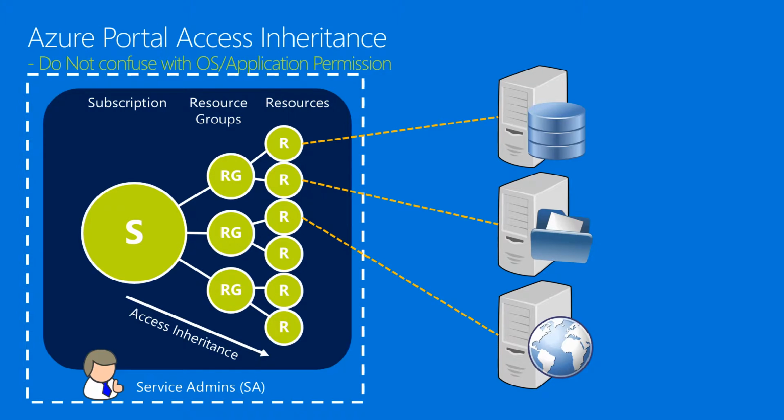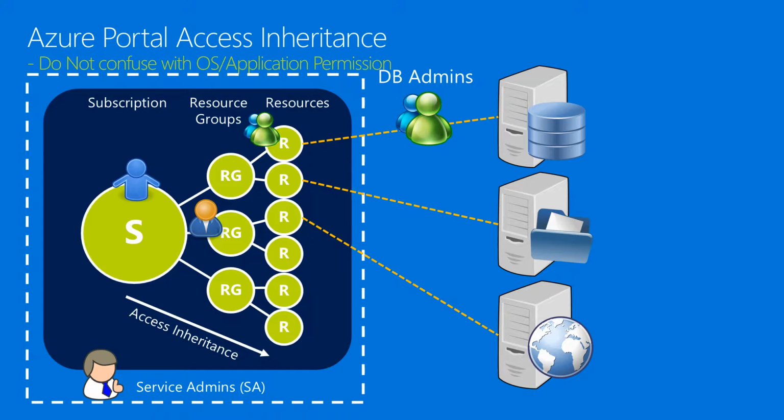Let's use this scenario as an example: there are three virtual machines running in different resource groups. If the service admin wants to assign them to different people to access different resources, here is what you need to do. First, assign people to the different resources based on their permissions. For example, a database admin may need access to the virtual machine itself, even to reboot and restart it.